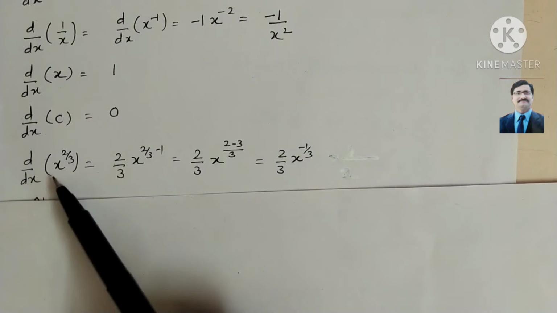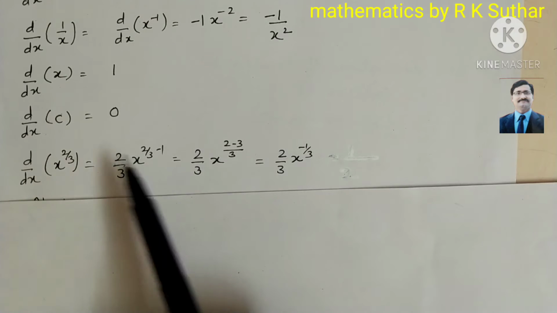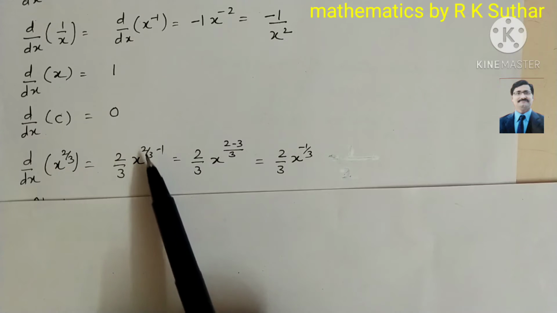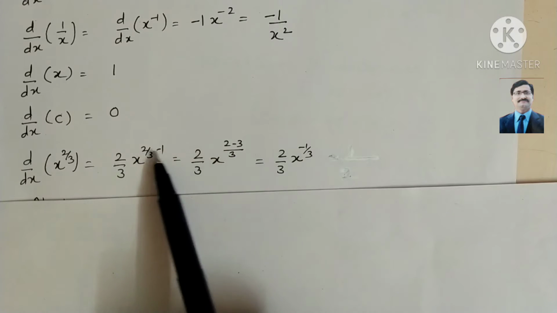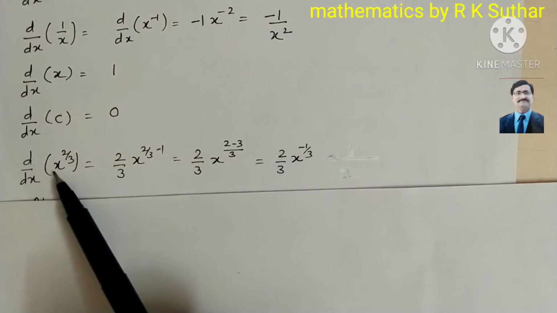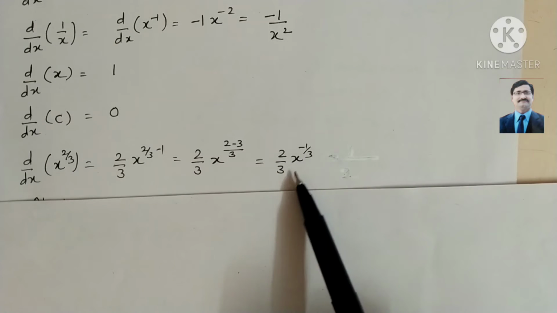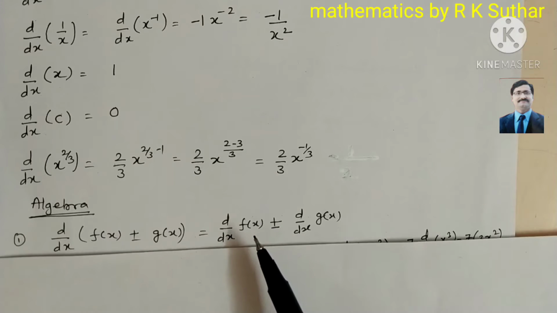Look here, if you have x power 2 by 3, this we can write as 2 by 3, and x power 2 by 3 minus 1. So we will solve this. We will take LCM. LCM is 3. 2 minus 3 is minus 1 by 3. So we get here the differential of x power 2 upon 3 is 2 upon 3 x power minus 1 upon 3.